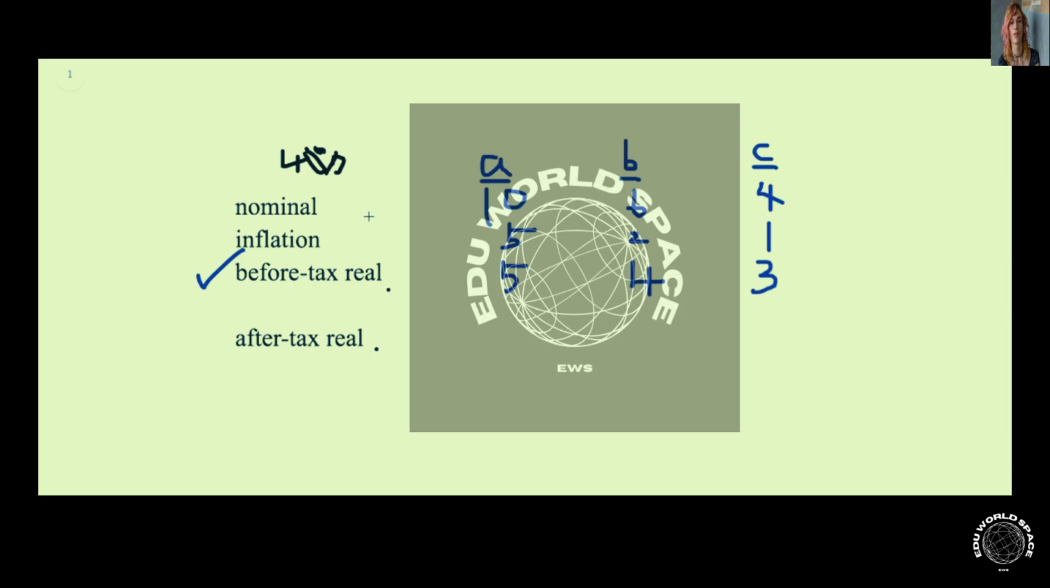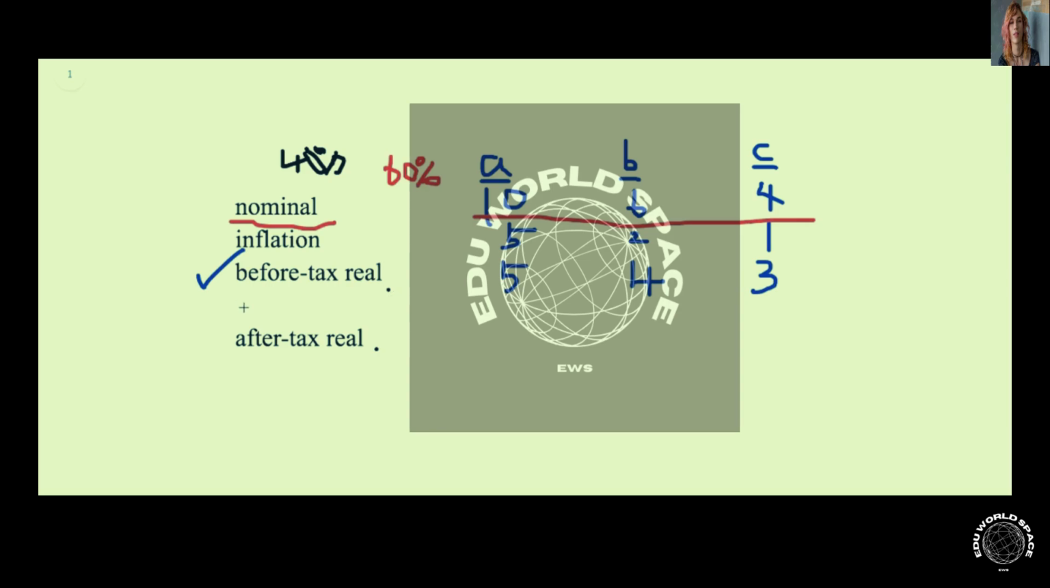And what about the after tax interest rate? So we have to first of all calculate this after tax nominal interest rate. So since the tax rate is 40%, the after tax nominal interest rate is just the original nominal interest rate times 60%, because this 40% of interest is going to be taken away by the government. So we just times this first row here by 60%.